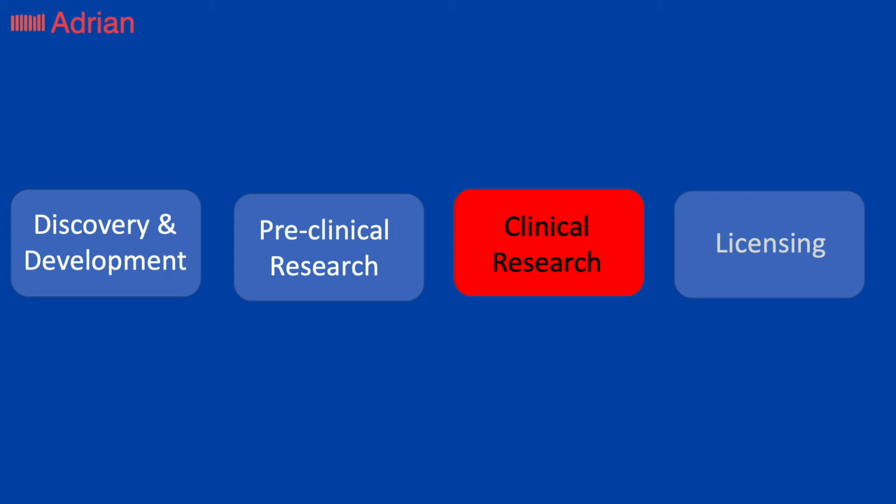Phase 2 contains up to several hundred people with the disease or condition. So note that they are not healthy volunteers, but they have the condition. This trial stage may last from several months to up to 2 years.